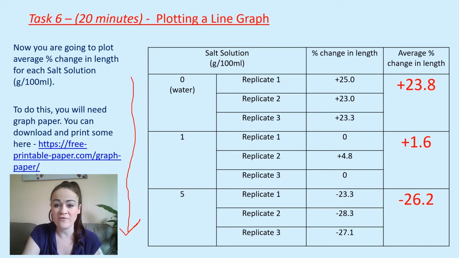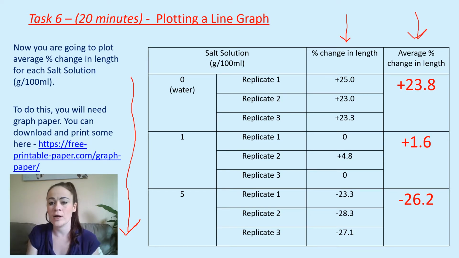So they have calculated the percentage change in length, and then they did repeat this 3 times, so they've got their average. So we're at the point here of having our average percentage change in length of the potato for each salt solution, and we just need to graph that just now.